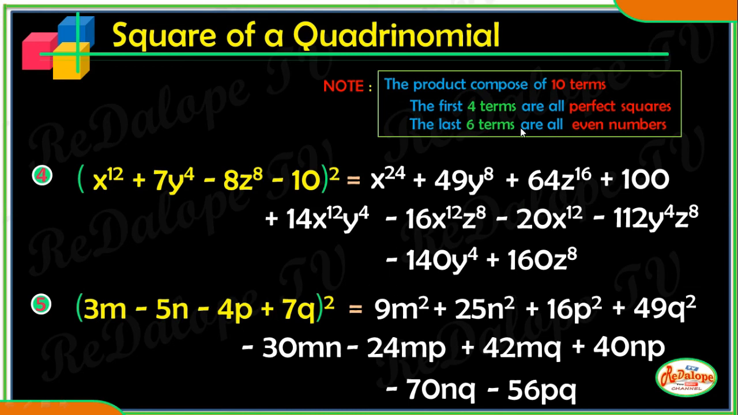Now, the last 6 terms are all even numbers. So, we have the last 6 terms for the number 4 problem: 14, 16, 20, 112, 140, 160 are all even numbers. For number 5, we have 30, 24, 42, 40, 70, 56 are all even numbers.